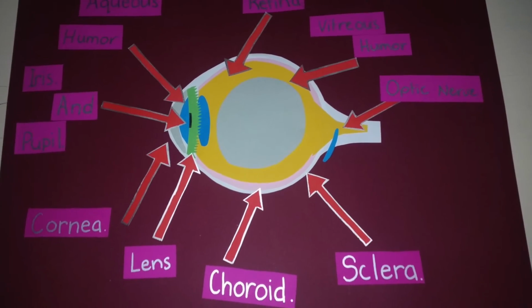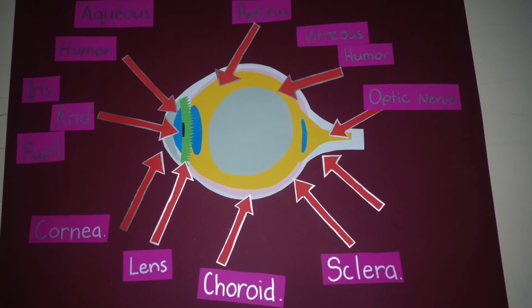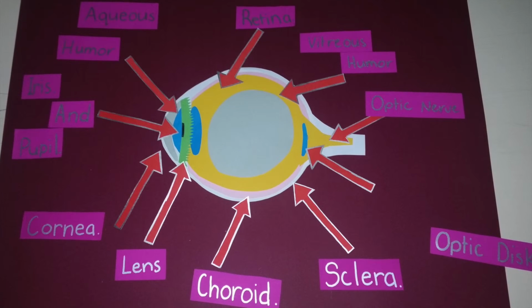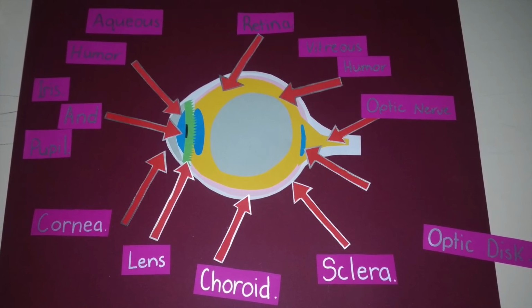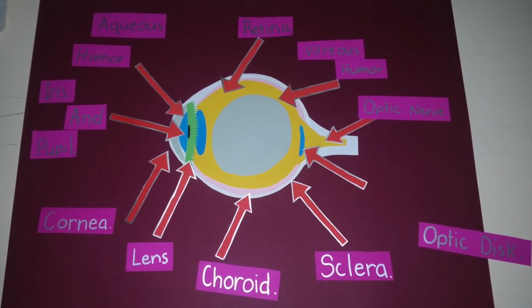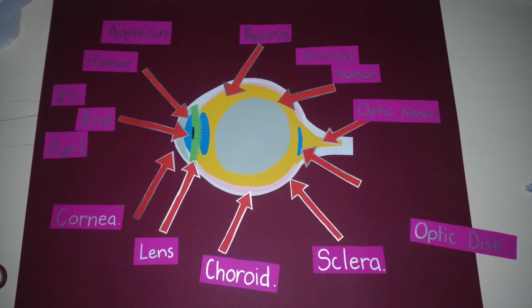Finally, we have the optic disc. The optic disc is also known as the blind spot. The blind spot is located where the optic nerve attaches to the eyeball. This means that the optic disc is the only area in the eye that is not reinforced by a protective white layer of the sclera.